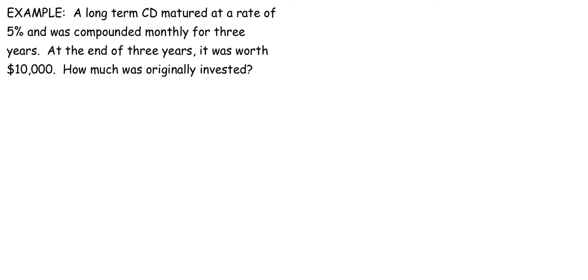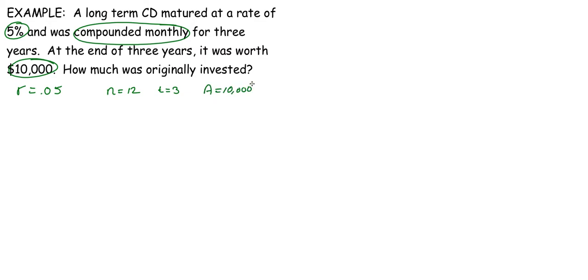Again, let's figure out what we know. I know my rate, so R is equal to 0.05. I know it was compounded monthly, and compounded monthly means I'm using my compound interest formula. That means N is going to be 12. For 3 years, so T was equal to 3. And at the end of 3 years, it was worth $10,000, so that was going to be my A. So A is 10,000.